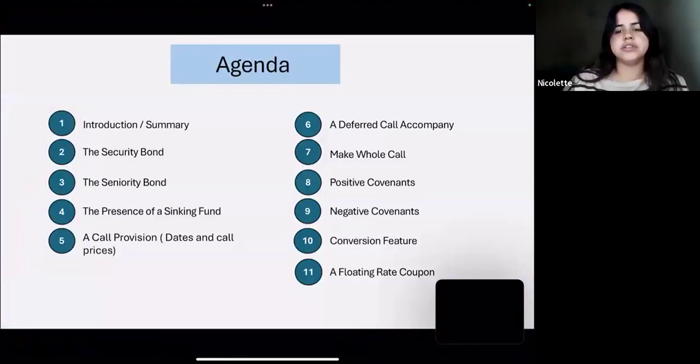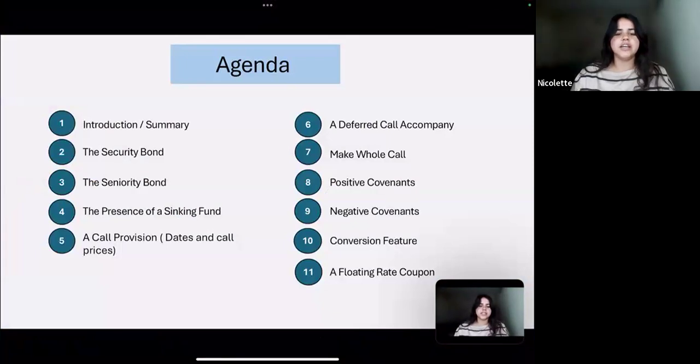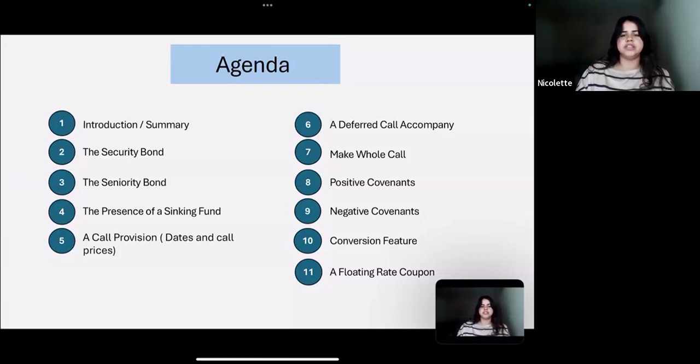In this slide, I will be going over the agenda for this presentation. First, we will be going over the introduction and summary of the case. Then we'll be talking about what is a security bond, what is the seniority bond, the presence of a sinking fund, a call provision, dates and call prices, a deferred call, what is a make-whole call, the positive covenants, negative covenants, what is a conversion feature, and what is a floating rate and coupon. Next slide, please.